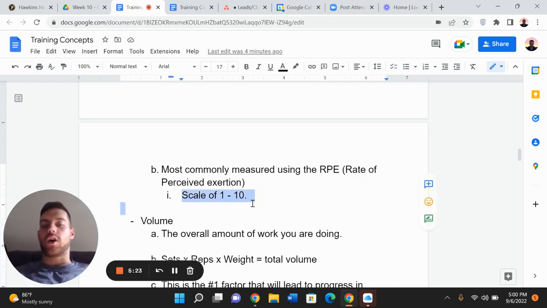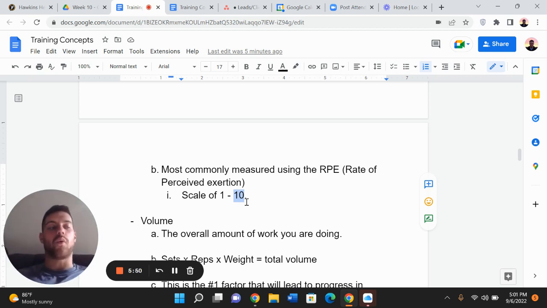The scale of the RPE is 1 through 10, with 1 being completely effortless, like you could just do it forever without getting fatigued, and 10 being an absolute failure, meaning if you tried to do one more repetition, you would completely fail. So if I were to say that I did a set of 5 squats and that set of 5 squats was at an RPE of 7, what that means is that I had 3 repetitions in my tank before I failed.